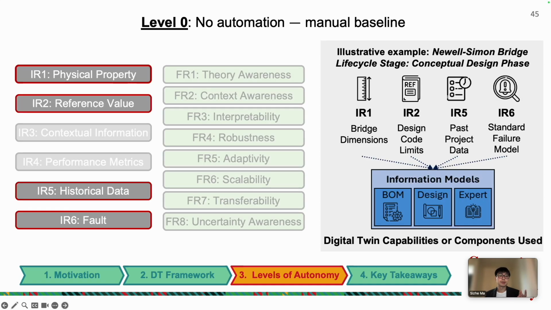And in this level, since there is no automation, the system does not need to really do anything on its own. So basically what that means is only information requirements are related. Four of them are related, including physical property, reference values, historical data, and fault data. And in the illustrative example, the first level is often related to the initial stage of the digital twin lifecycle, such as the conceptual design phase. In this phase, the informational requirements are contextualized to things like the bridge dimensions or past project data, all of which are going to be stored within the information models themselves.